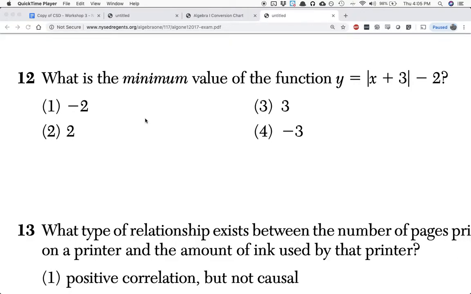January 2017, question number 12. We've got the question, what is the minimum value of the function y equals absolute value x plus 3, done with that, minus 2. Now, if you memorize the rules of transforming an absolute value, you can do that. But the best thing to do anytime you see y equals or f of x equals or h of x equals, you should just go to your calculator and plug it in.